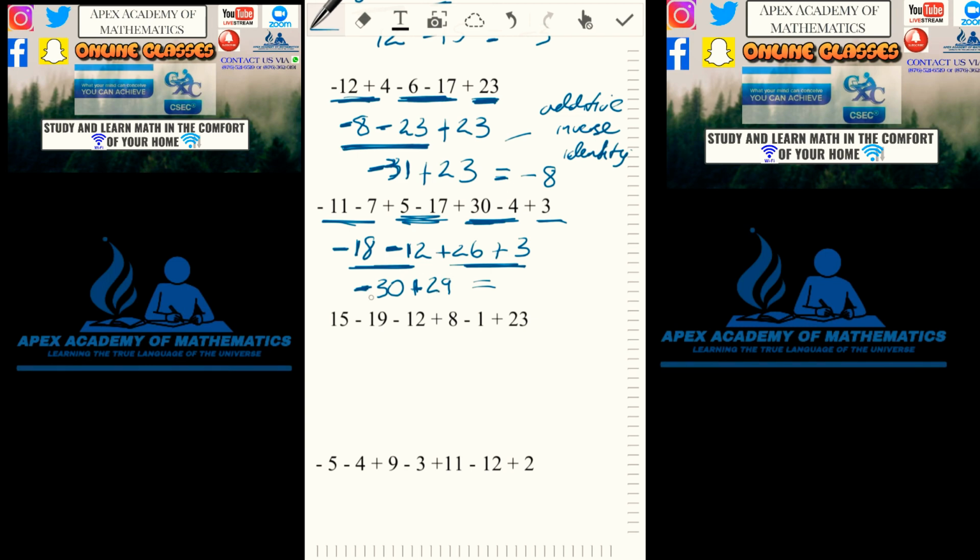I don't have quite as much, but I'm going to pay what I have, and I'm still going to be balancing or having a deficit of 1, which is -1. All right, hopefully you guys are understanding so far.